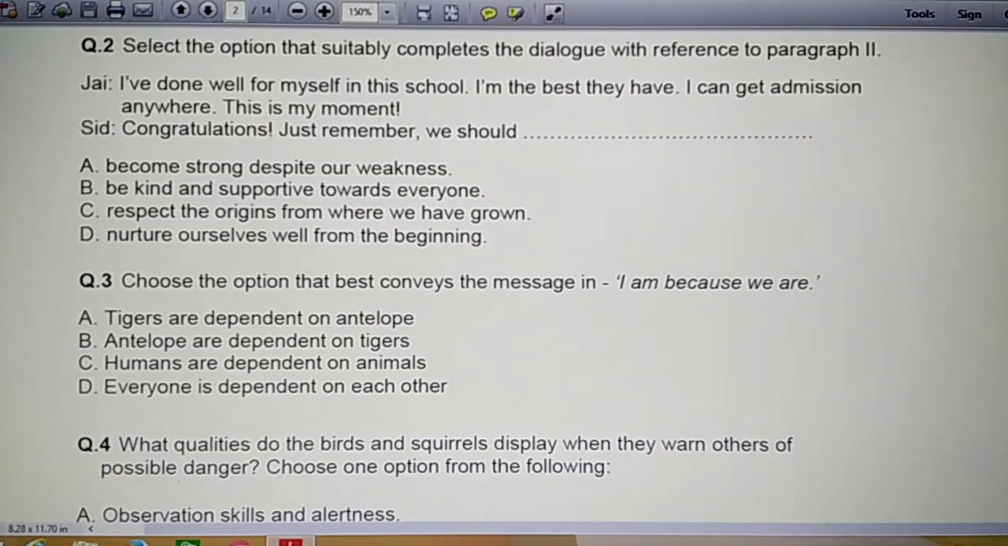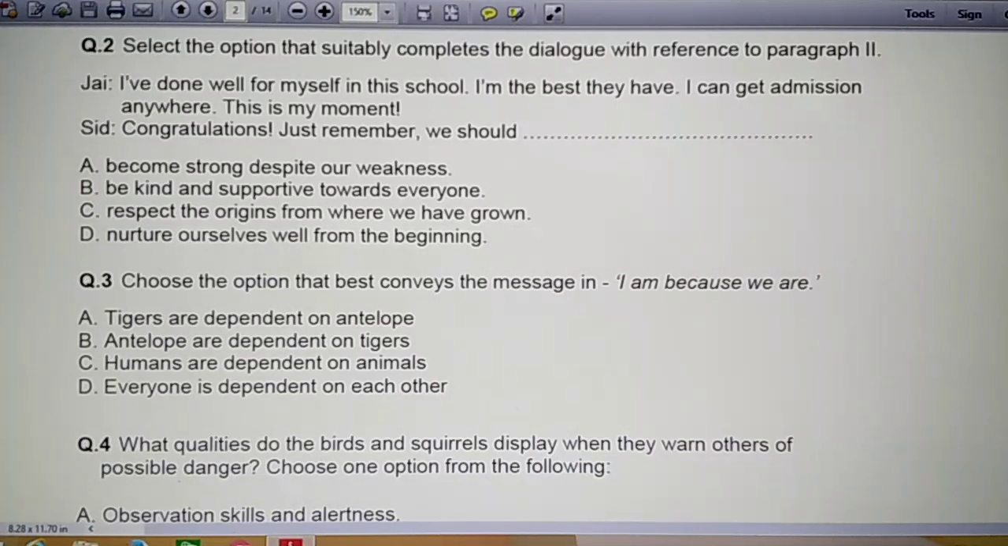Question number 2, select the option that suitably completes the dialogue with reference to paragraph 2. "I have done well for myself in this school. I am the best they have. I can get admission anywhere. This is my moment." "Congratulations. Just remember we should..." And for that, options are A, become strong despite our weakness. B, be kind and supportive towards everyone. C, respect the origins from where we have grown. D, nurture ourselves well from the beginning. So the right option will be C, respect the origins from where we have grown.